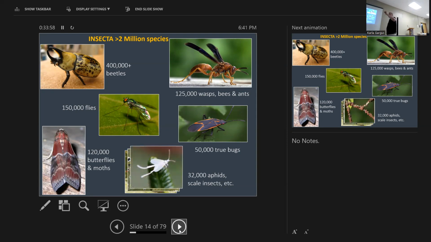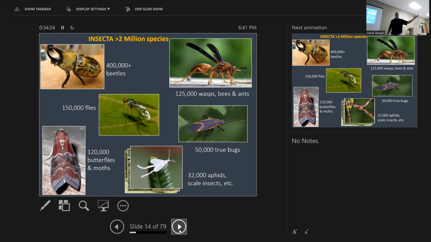True bugs means the Heteroptera, the ones that are classed in that group that have piercing sucking mouth parts and hemelytron wings in their adult phase. It's a whole group that's a little bit different from the other ones that are called Homoptera that have a different mode of life, but it's similar in that they suck plant juice.